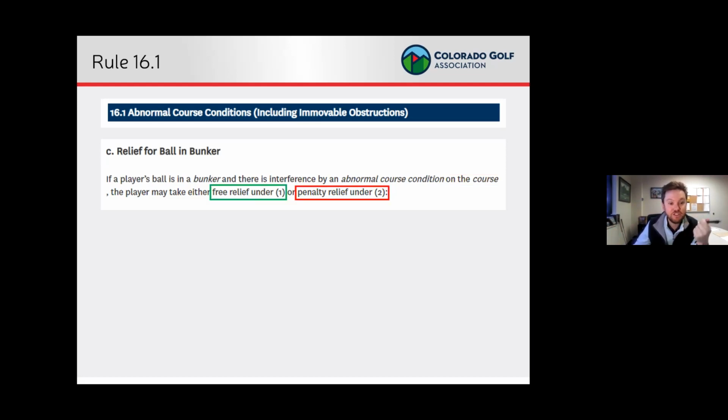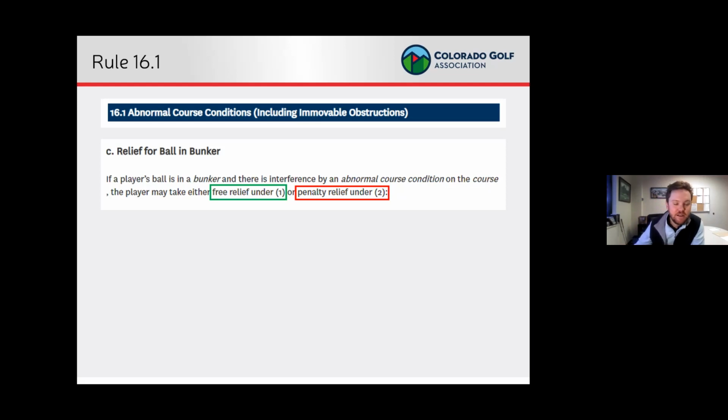And it says here, take free relief under 1, okay, or penalty relief under 2. So there are 2 different types of relief. They're very different. One is free and one is for penalty. It's not required either way. You can have your choice. If you want to take free relief under 1 and it fits and you want to do that, fine. If in the same situation you say I'm just going to get out of the bunker for penalty relief under 2, you can do that.